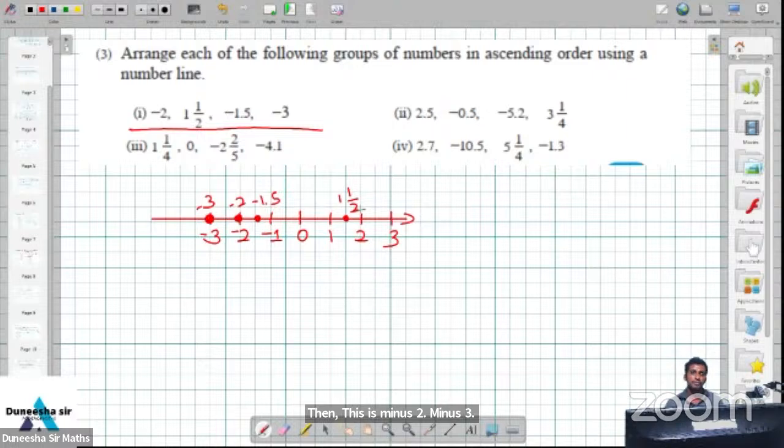Now, can you write them in ascending order? What is the least number? -3. Next, -2. Next, -1.5. Yes, -1.5. Then 1 and 1/2. Okay, 2. Okay, you can do the second one in the same way. Can you do it?